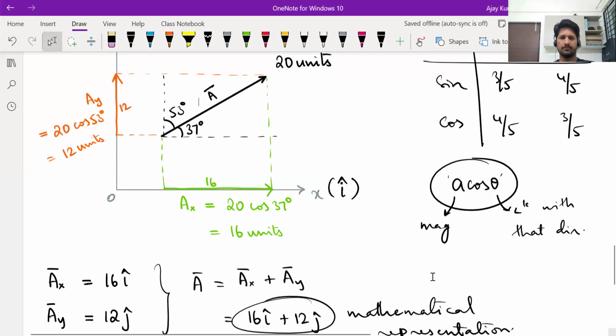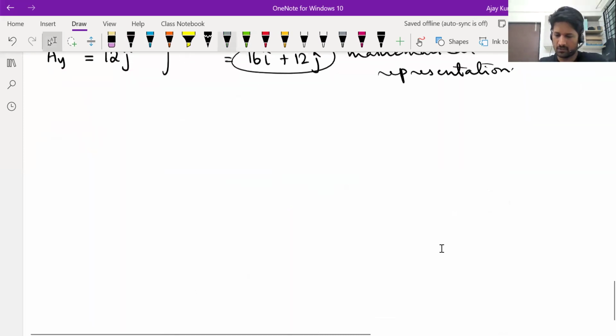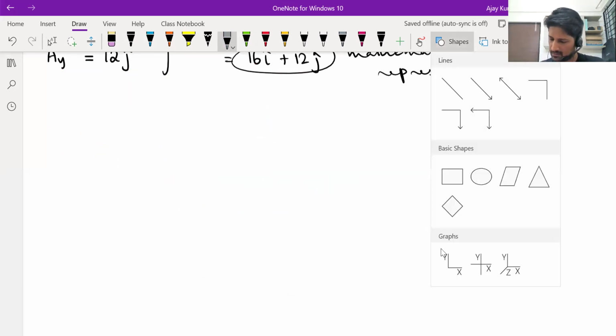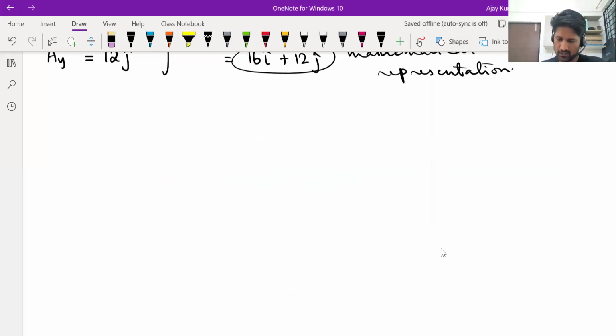Okay. Now try this question, all of you. I'll give you an arrow. You have to visualize its components. You have to find out their magnitudes, write them in terms of i cap, j cap, then write the original vector in terms of i cap, j cap. So whatever we did in that question, now you have to do all that on your own.